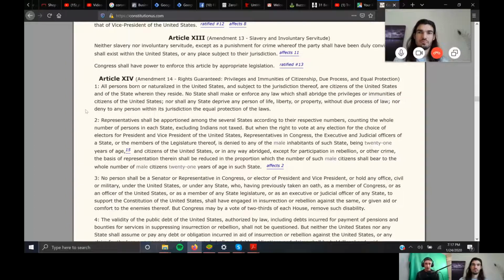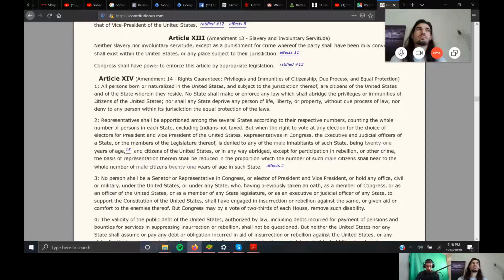Very important. And of the state wherein they reside. So you're not only a citizen of the United States, you're also a citizen of the state that you live inside of. So I am a citizen of the United States. I'm also a citizen of Texas. Being a state citizen is different from being a citizen of the United States. No state shall make or enforce any law which shall abridge the privileges or immunities of citizens of the United States, nor shall any state deprive any person of life, liberty, or property without due process of law, nor deny to any person within his jurisdiction the equal protection of the laws.